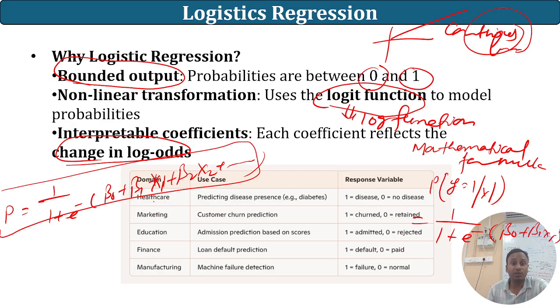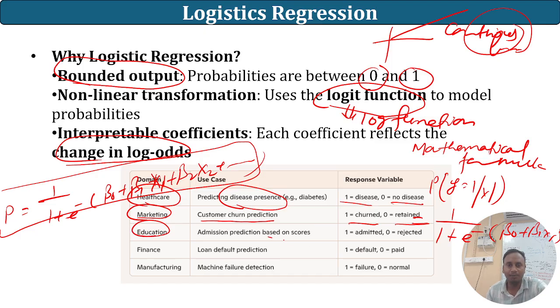So where can we use it? In the case of healthcare, to predict the disease presence, either disease or no disease. In marketing, customer churn prediction, one churn or zero return. In education, admitted or rejected based on the scores. In finance, loan default prediction, one default, zero paid.